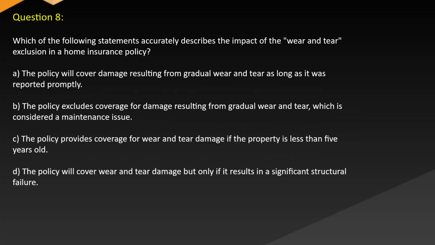Question 8. Which of the following statements accurately describes the impact of the wear and tear exclusion in a home insurance policy? A. The policy will cover damage resulting from gradual wear and tear as long as it was reported promptly. B. The policy excludes coverage for damage resulting from gradual wear and tear, which is considered a maintenance issue. C. The policy provides coverage for wear and tear damage if the property is less than 5 years old. D. The policy will cover wear and tear damage, but only if it results in a significant structural failure.